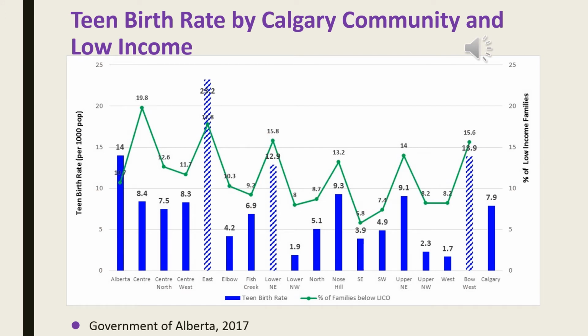Alberta produces primary health care community profiles for sub-communities within the province of Alberta. And for this slide, I looked at the teen birth rates per 1,000 population for each sub-community within the Calgary zone. I then looked at the percentage of families considered low income in the sub-community and plotted the numbers against each other. As you can see, some of the communities that had the highest teen birth rates also had higher percentages of families considered to be low income.